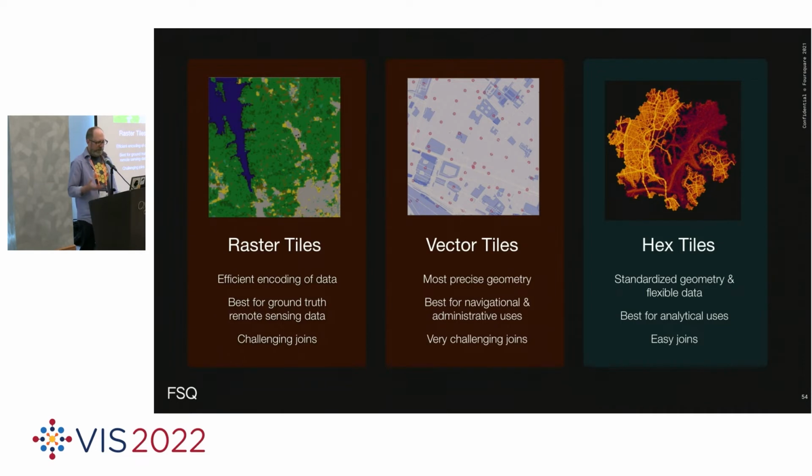Whereas with HexTiles, because we have this standardized geometry, we can use the tile data basically as a data table for a wide variety of analytical functions. And as I've mentioned several times, joins are extremely easy to do. They basically just happen on the fly. You're sort of sticking these tables that already have the same index together.